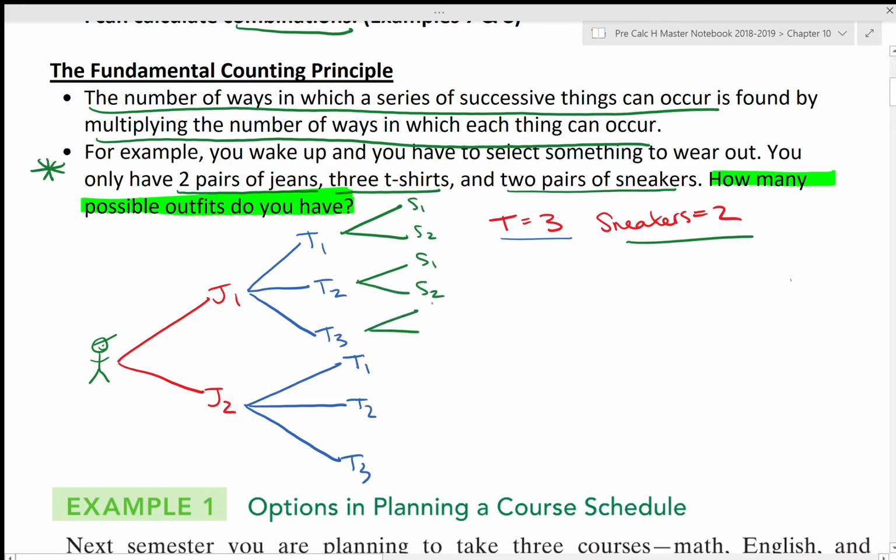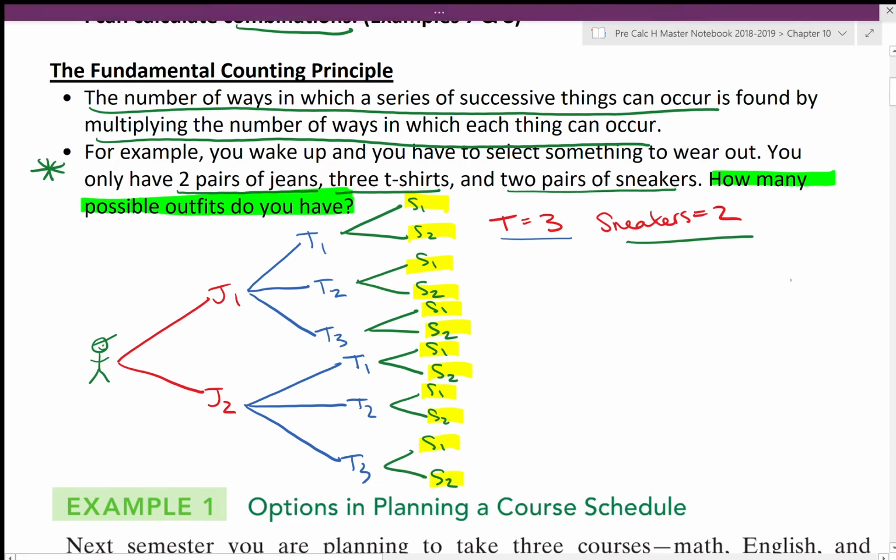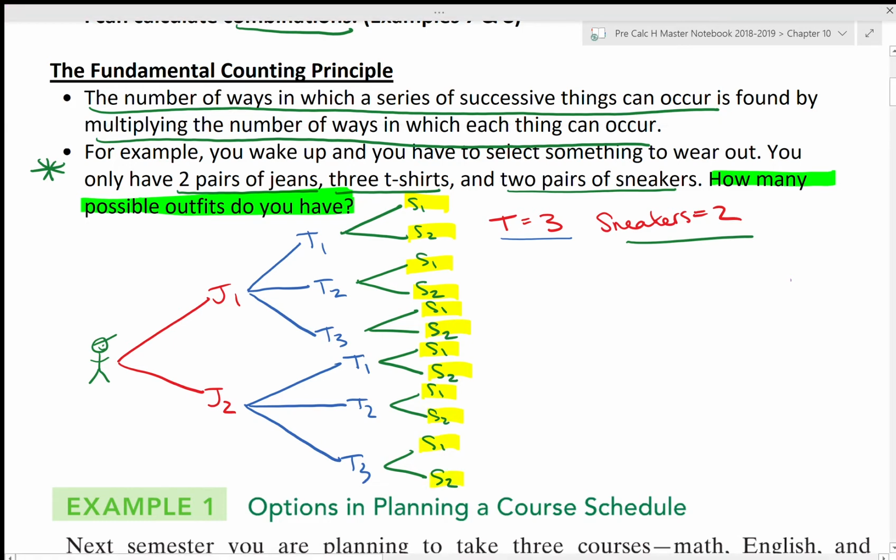Think of your outcomes as like paths in which you could take. How many different paths can you get to getting dressed? So everything can have sneaker 1 and sneaker 2. Now, how many possible paths you can have is how many end routes you have. So you have 1, 2, 3, 4, 5, 6, 7, 8, 9, 10, 11, 12. You have 12 different paths in which you can take to get dressed. So you have 12 possible outfits.